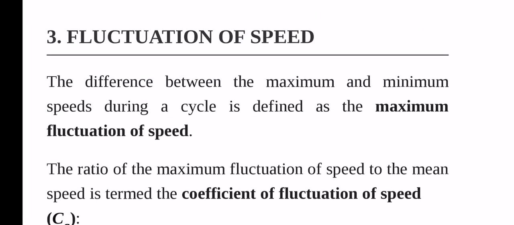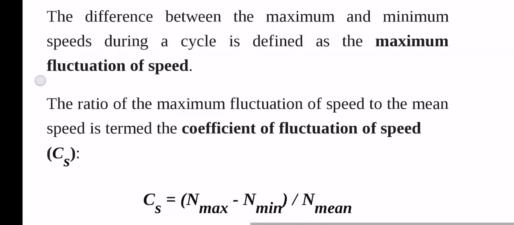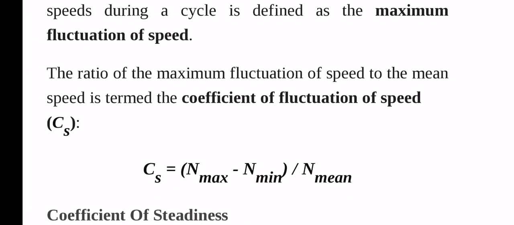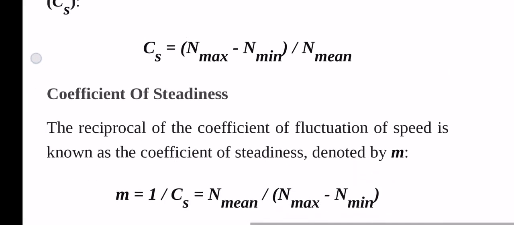Fluctuation of speed. The difference between the maximum and minimum speed during a cycle is defined as the maximum fluctuation of speed. The ratio of maximum fluctuation of speed to the mean speed is termed as the coefficient of fluctuation of speed, Cs = (N max minus N min) by N mean.